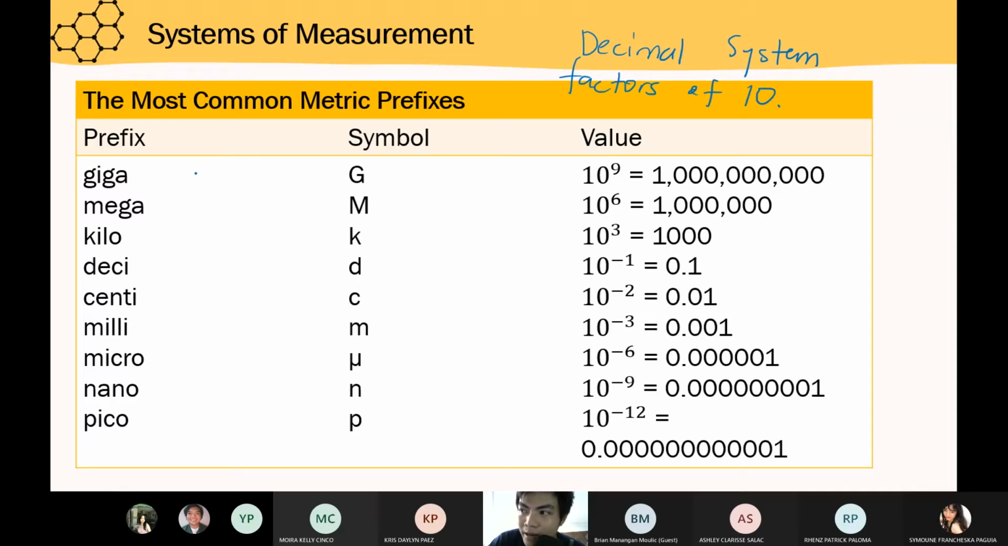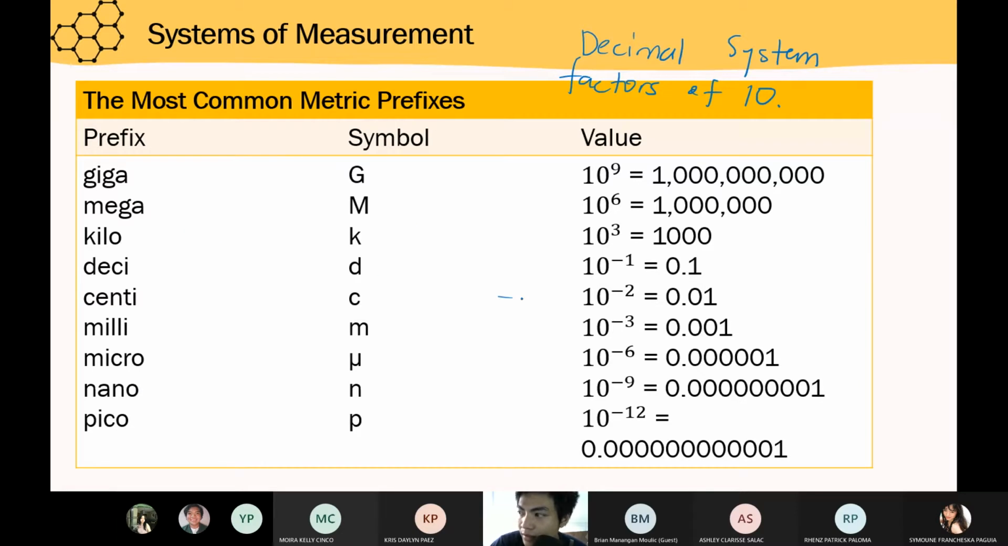For example, gigabyte. How many bytes is that? 1 billion bytes. So you multiply 1 byte by 1 billion and you get a gigabyte. Another example, megawatts: you multiply 1 watt by 1 million and it's mega, so you can measure bigger quantities. Or kilogram: if I have 1,000 grams, that's 1 kilo. So the factor for kilo is 1,000.